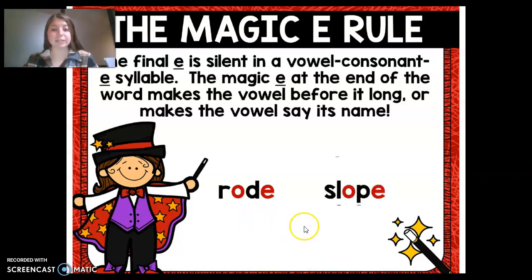Let's look at another example. Again, E's at the end of the word. We see it, but we don't hear a sound from E. E makes the vowel O say its name. O is going to say O. So when we read this word, we could read slope, slope. I will sled down the slope.